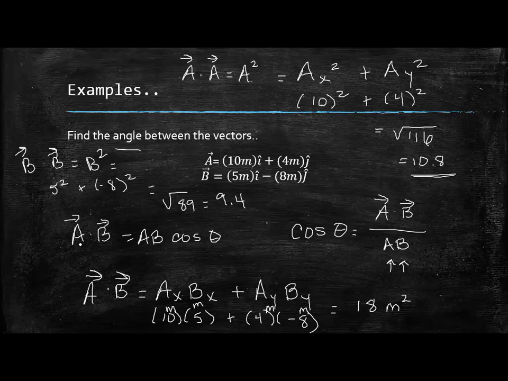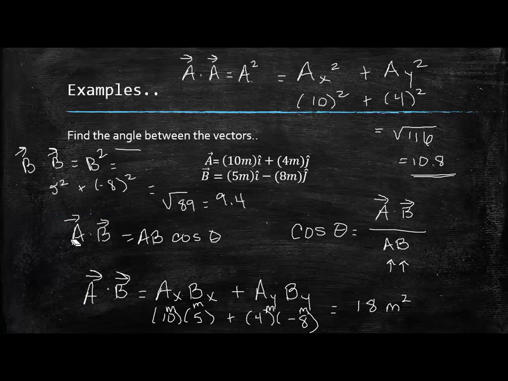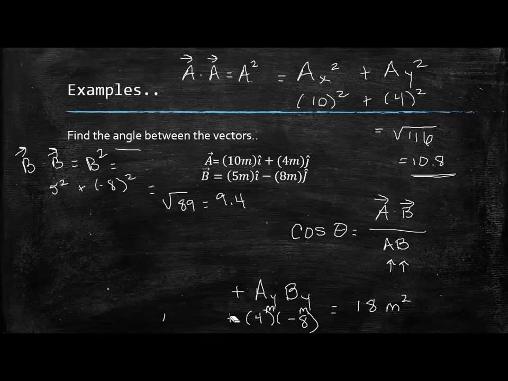All right, so now we're going to put all of that together. I'm going to erase this bit right here. We have our magnitude of B, which is 9.4. We have our dot product between A and B, which is 18. And then we have our magnitude of vector A, which is 10.8.